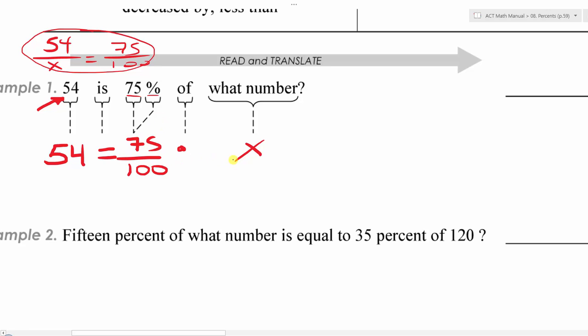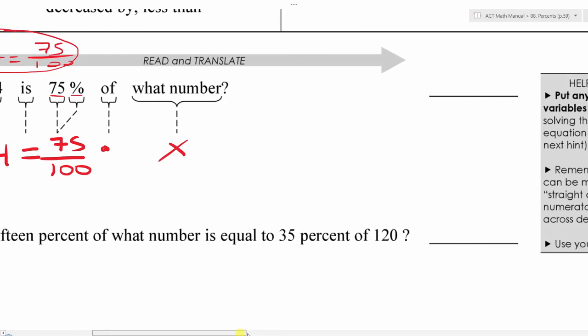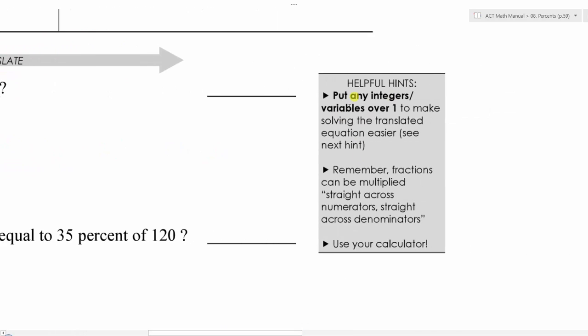Now, in terms of how to solve this, there are a couple of hints over here to the right. One hint tells you to take any integers or variables and put them over 1 so that you basically make fractions out of everything. And another hint is that fractions can just be multiplied straight across numerators. So if you had an x in your equation or you had a 3 in your equation, generally it's a good idea to just put those over 1. And if by some chance you were multiplying them, that's where this second note comes into play. Remember, you just multiply straight across numerators, straight across denominators.